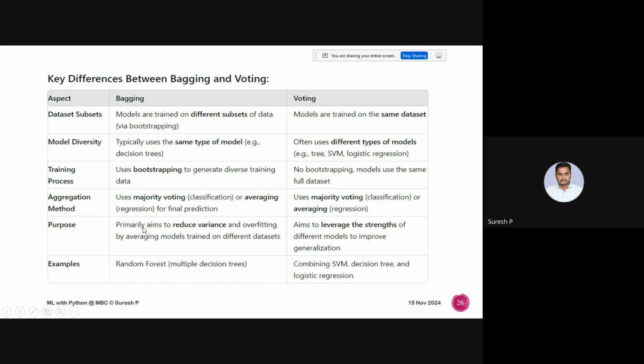The purpose of bagging is primarily to reduce the variance and avoid overfitting by averaging models. So this also will be used for avoiding all the errors that have occurred in individual models. It will leverage the strengths of different models to improve the generalization. So an example for the bagging technique is the random forest algorithm. So here, for example, by combining SVM, decision tree and logistic regression, you can get voting.